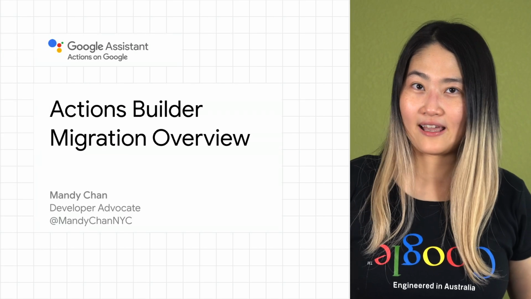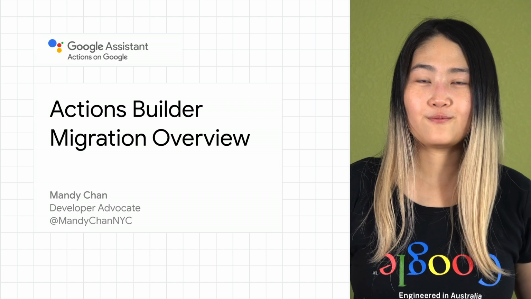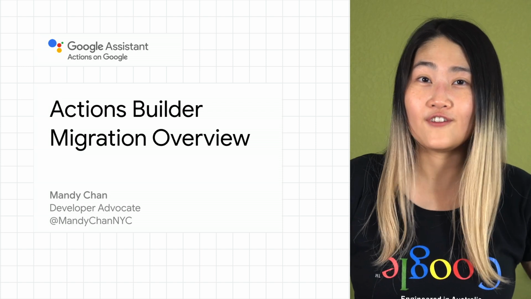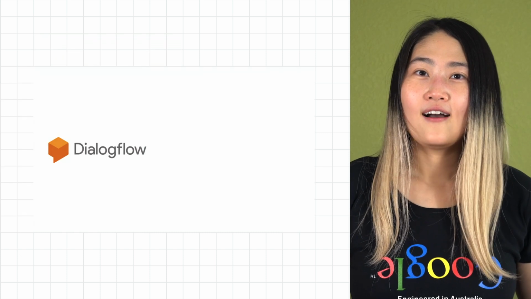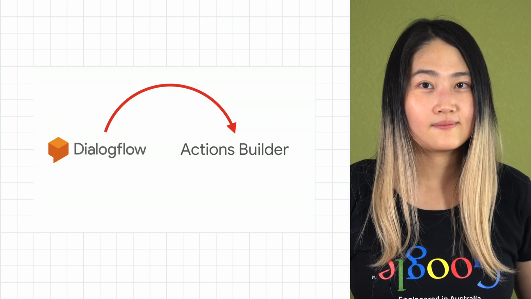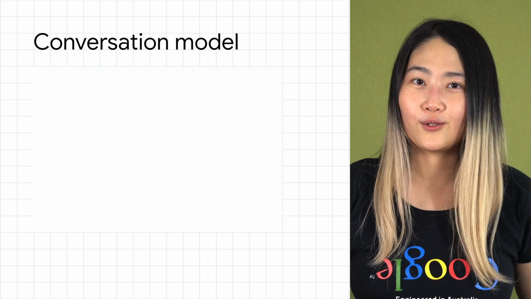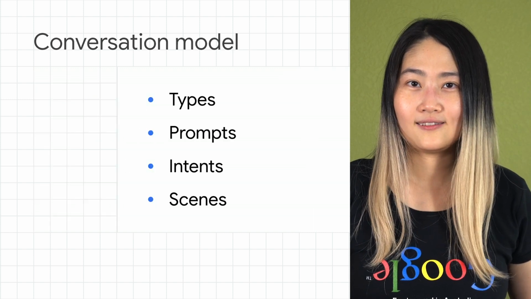So you have built an action using Dialogflow and you want to migrate over to Action Builder to take advantage of the new features available. Before we dive into the details, let's go over some concepts that are shared between the two workflows. Starting with the conversation model, which includes types, prompts, intent, and scenes.